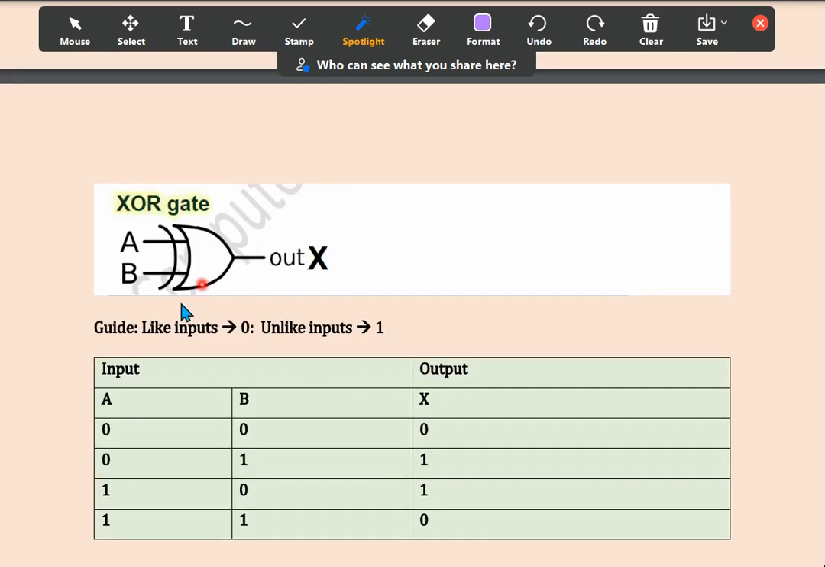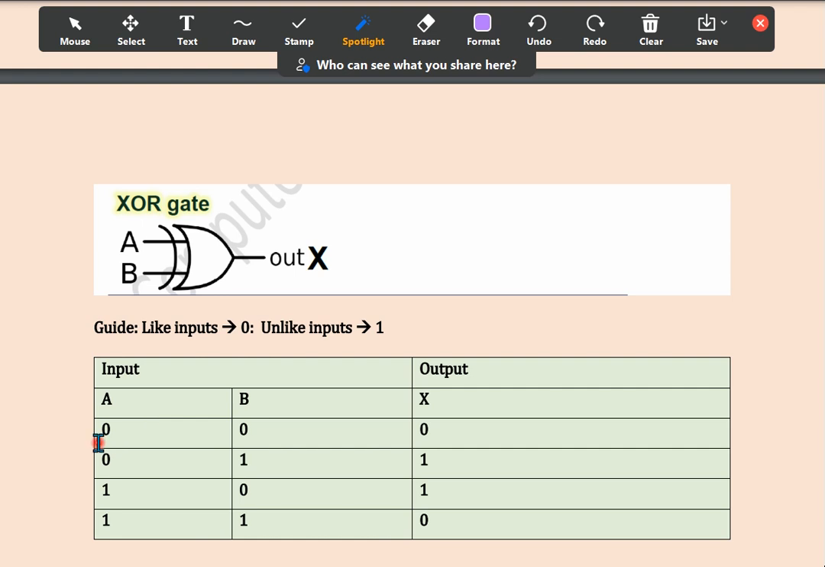The last one is the XOR gate. Okay? XOR gate, it's very simple again, because you don't need to add or multiply here. I happen to find out a very simple keyword or hint or guide to get the outputs of the XOR gate. And it says that like inputs, that's 0 for the output, and unlike inputs, that's 1.